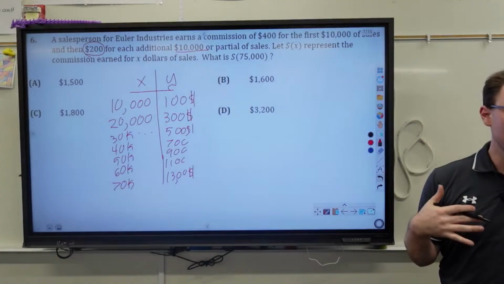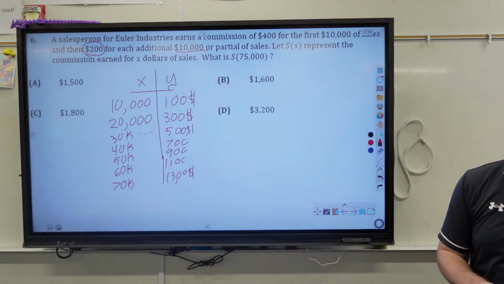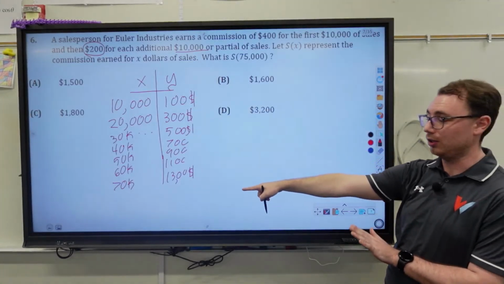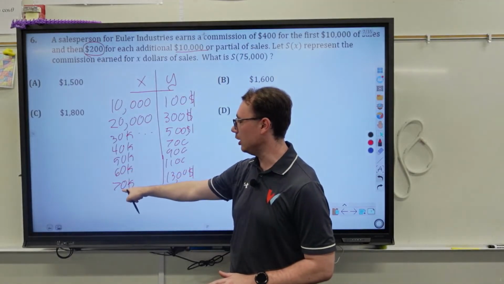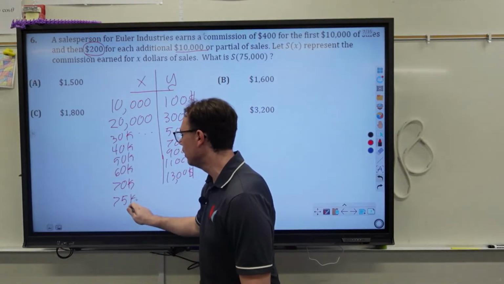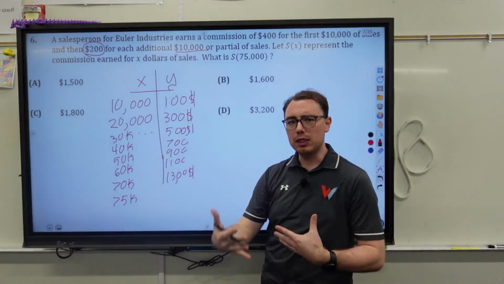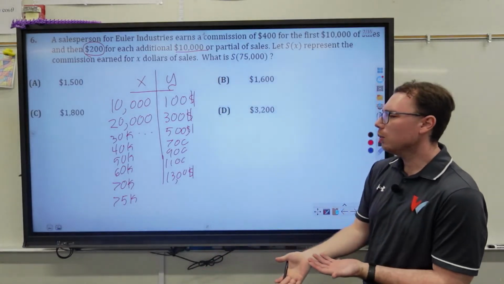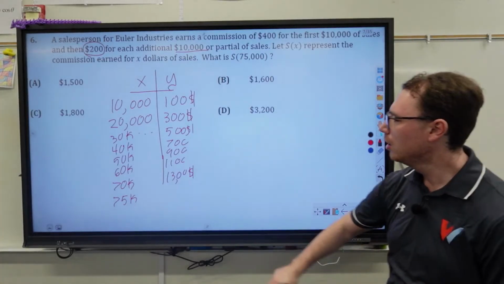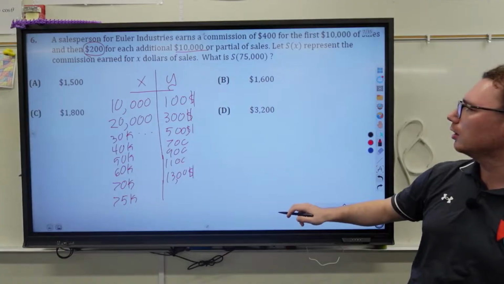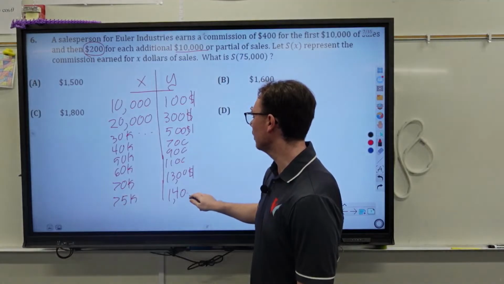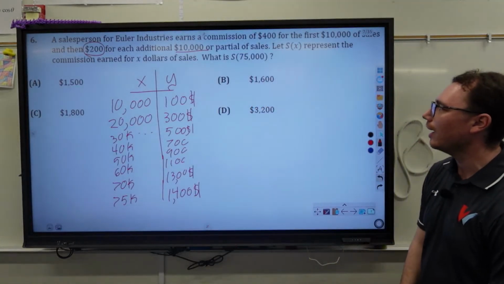So for this problem now, we need to identify how much money we're going to gain on that extra additional amount of $5,000. Notice between these $10,000 increments, we're gaining $200. But for that partial amount of $5,000, how much do we gain for those sales? Well, we can reason out that we'd gain $100 based on that partial amount of sales. So we can get a total of 1,400. However, that's not the answer to this problem.